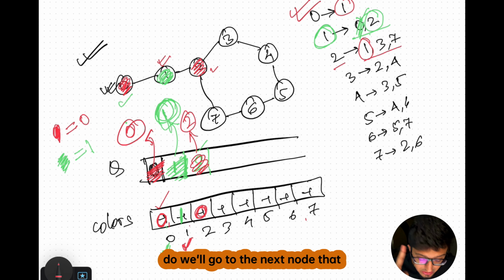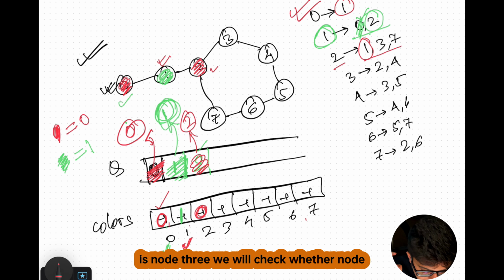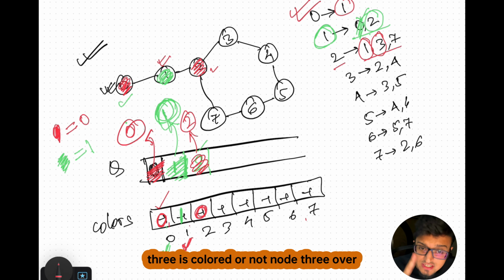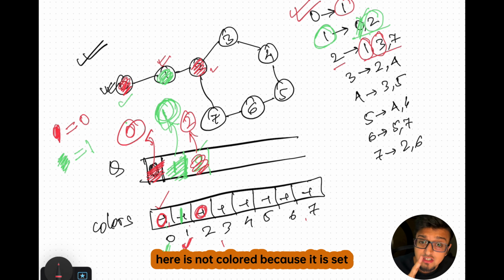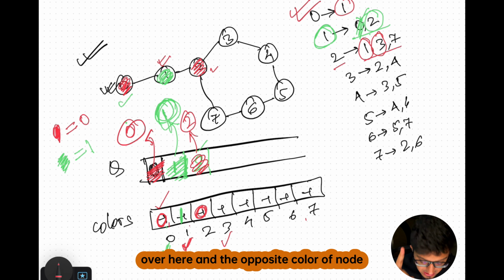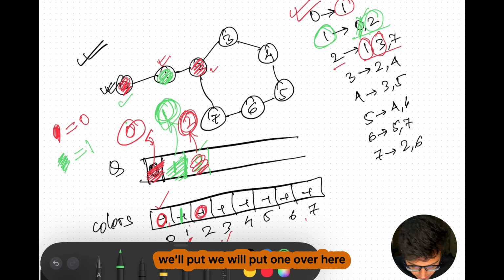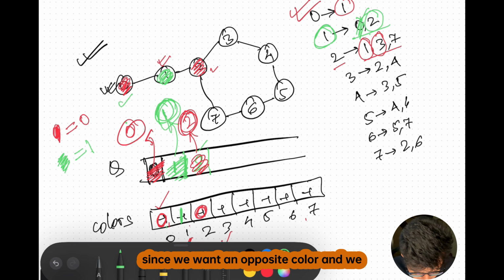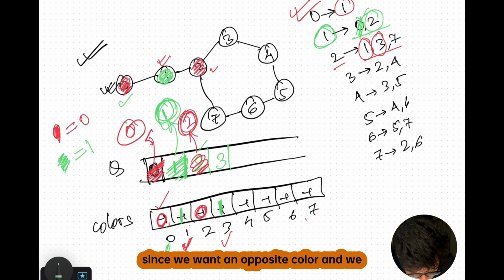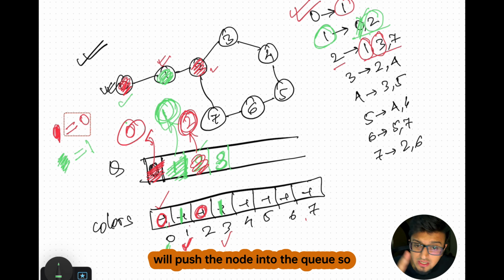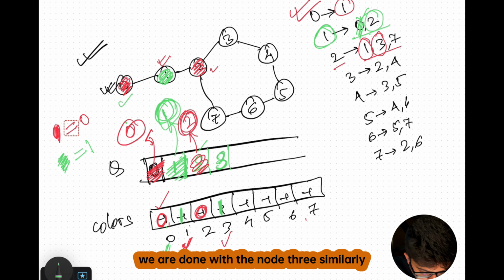Now we'll go to the next node, that is node 3. We will check whether node 3 is colored or not. Node 3 over here is not colored because it is set to -1. So we have to put the opposite color over here, and the opposite color of node 2 is nothing but green. So we will put 1 over here since we want an opposite color, and we will push the node into the queue. So we are done with node 3.